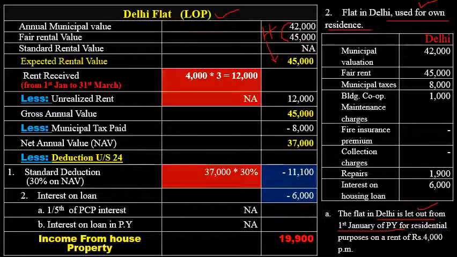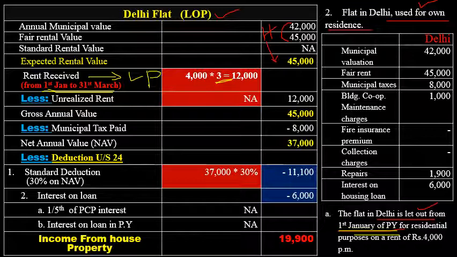Next is the rent received. Rent received for let out term. Remember, always rent received is only for the let out period, the let out duration. So here the Delhi flat was let out from 1st January. So you have to calculate rent received from January to March. For 3 months only it was used as a let out property. So rent received is only to be calculated for the let out period.